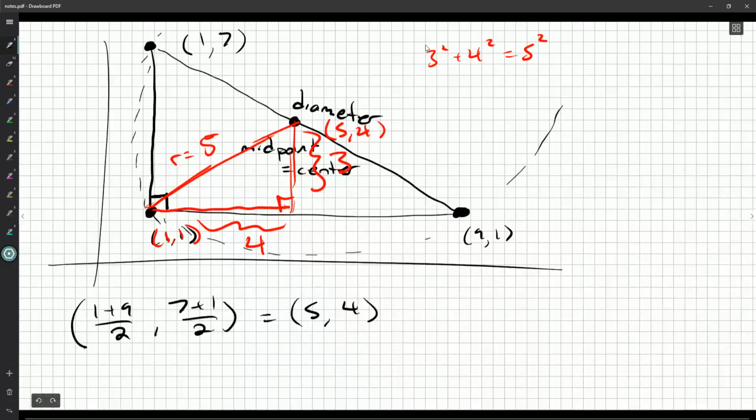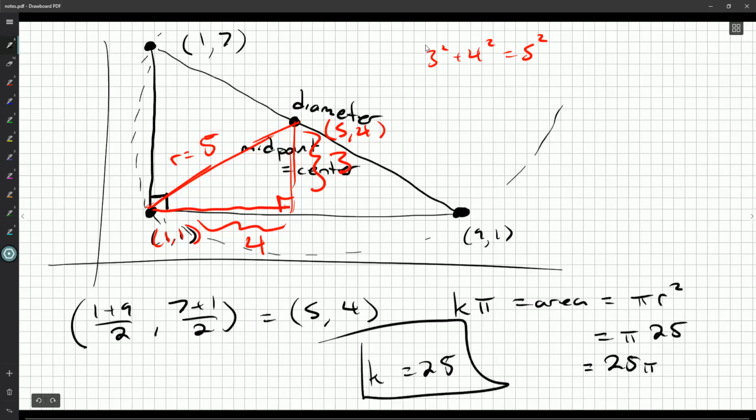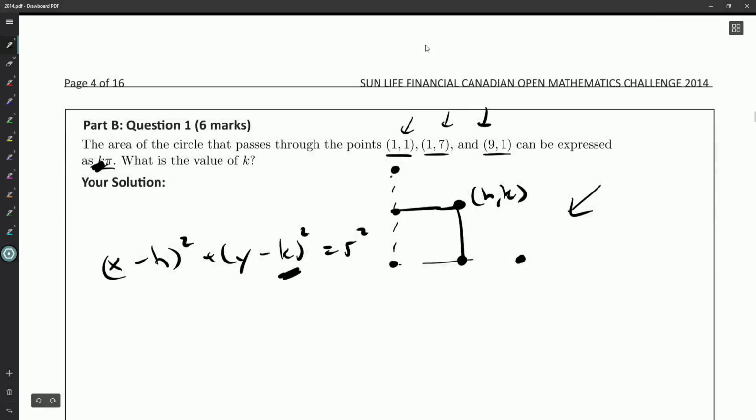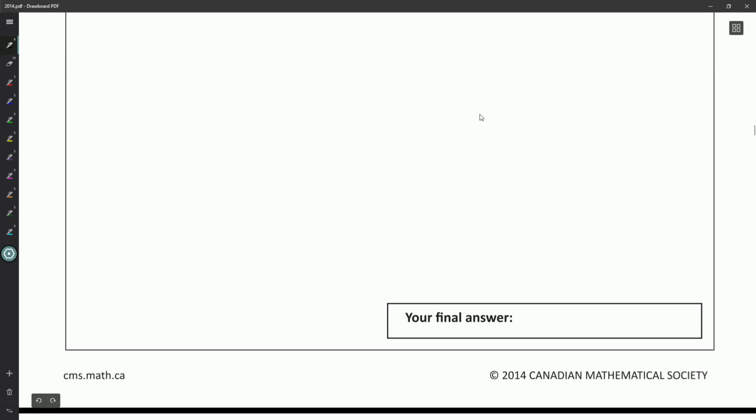And then, okay, what do we want? We want k pi is equal to the area. And area is pi r squared. That's pi times 5 squared, or pi times 25. And so k is going to be 25. And there we go. And if we had tried one of the other methods, we would get the answer, but we'd probably still be plugging in and rearranging equations and things like that. So circle geometry really comes in for the rescue here. So we've got the area, and we have our value of k, and if we want to, we can put it in the final answer position.